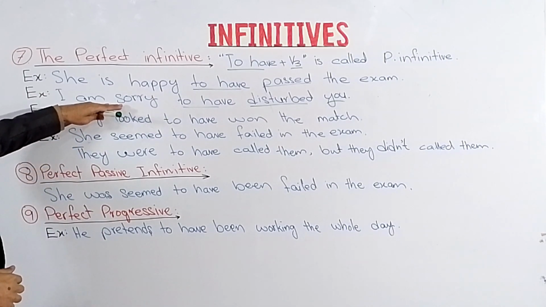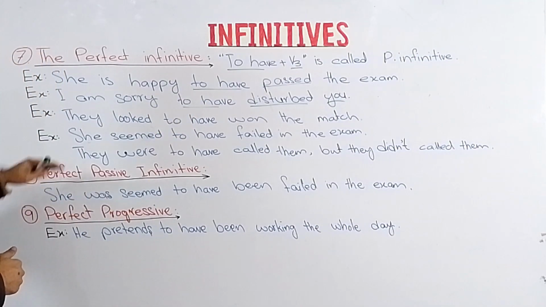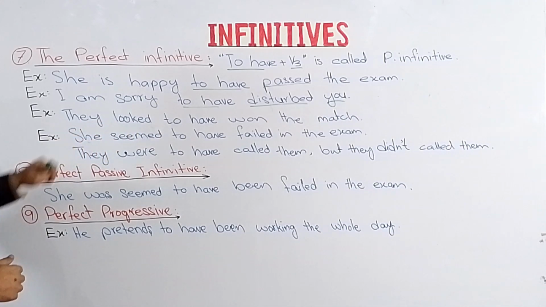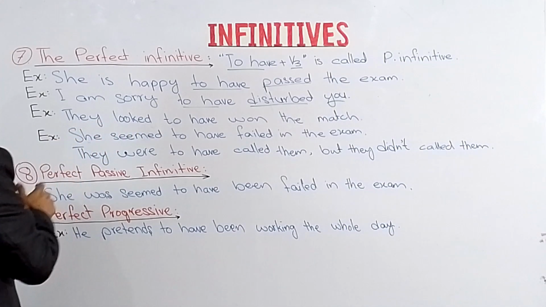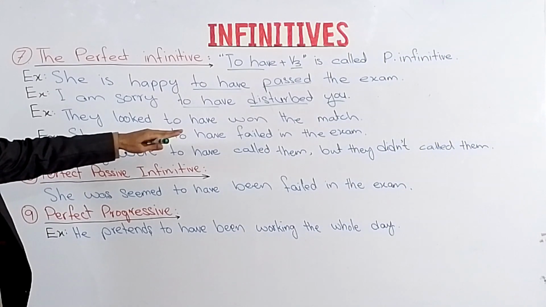I am sorry, मैं माफी चाहता हूं आपको डिस्टर्ब करने के लिए. To have disturbed you. ठीक है. Then comes: They looked to have won the match. They looked. और अब देखें, अच्छा, next sentence कह रहा है कि She seemed to have failed the exam.